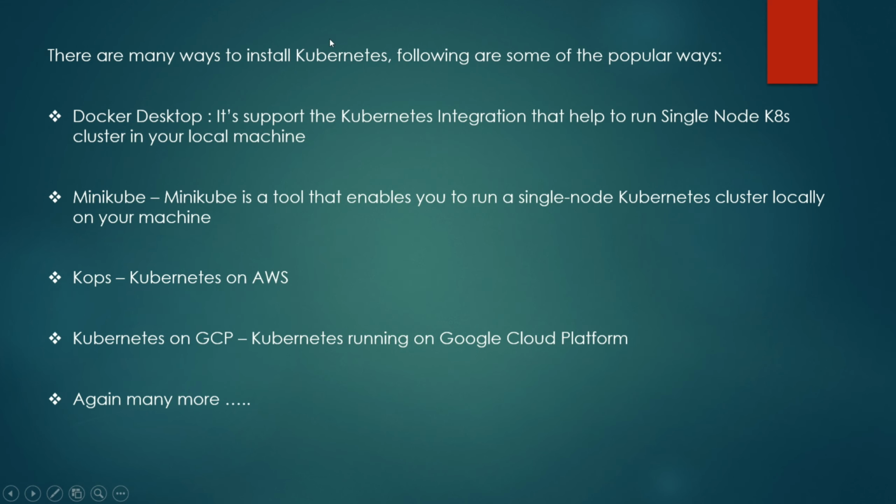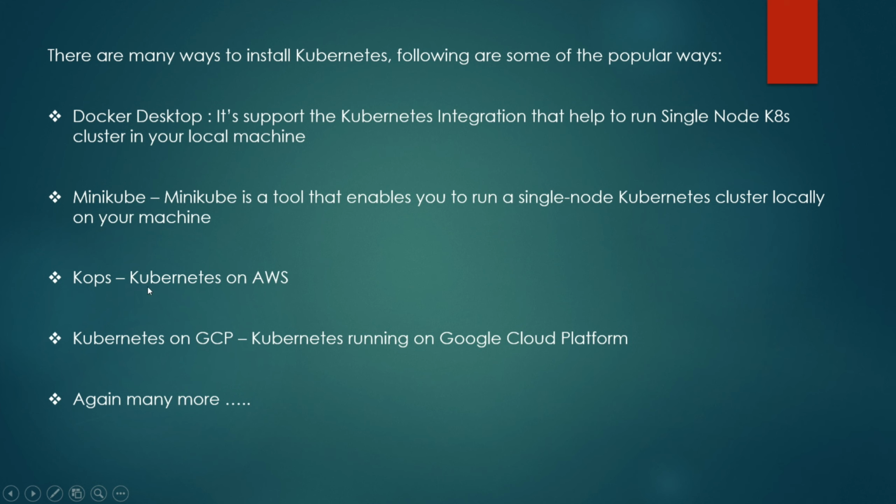So there are many ways to install Kubernetes. Following are some popular ways. Docker Desktop is one of them. Docker Desktop supports the Kubernetes integration that helps to run a single node Kubernetes cluster on your local machine. Another way to install Kubernetes is Minikube. Minikube is a tool that enables you to run a single node Kubernetes cluster locally on your local machine.